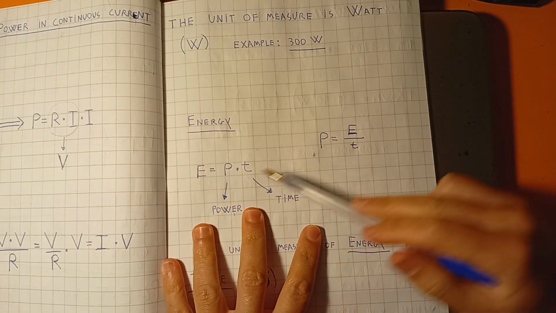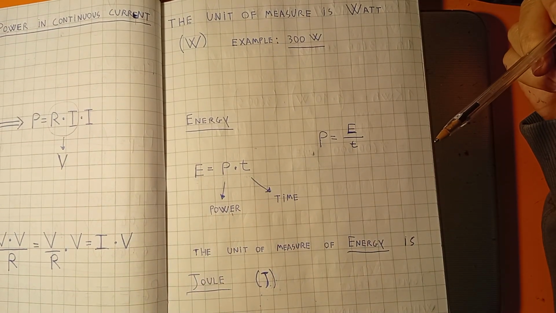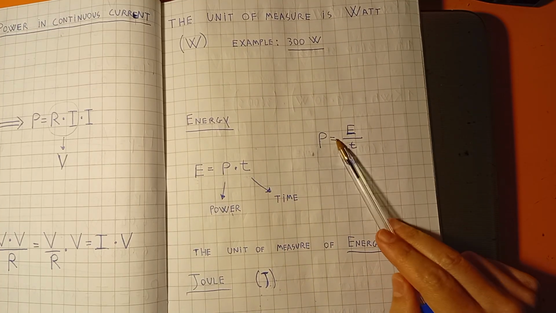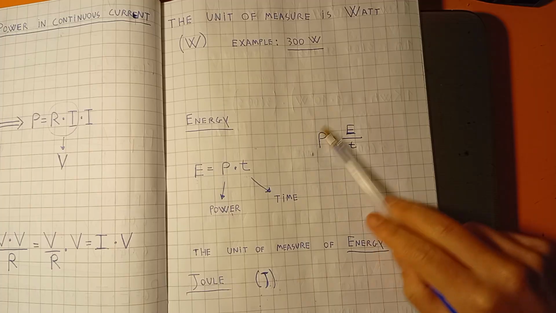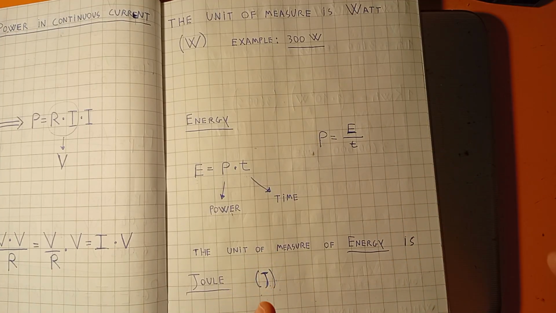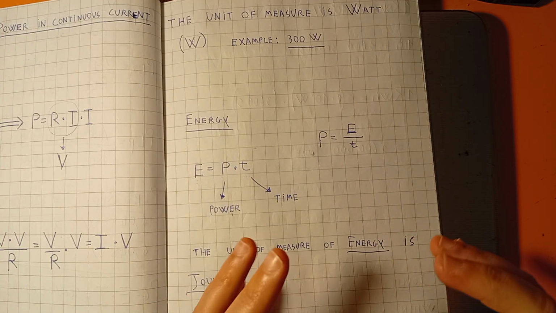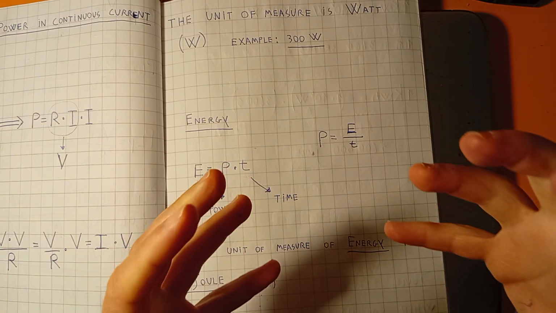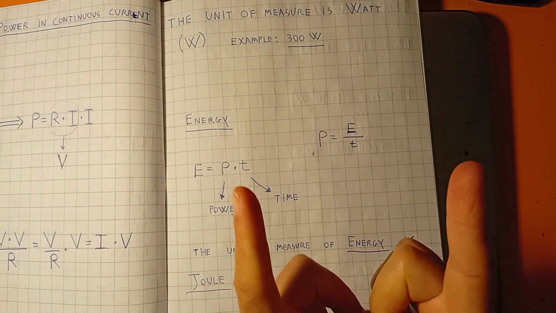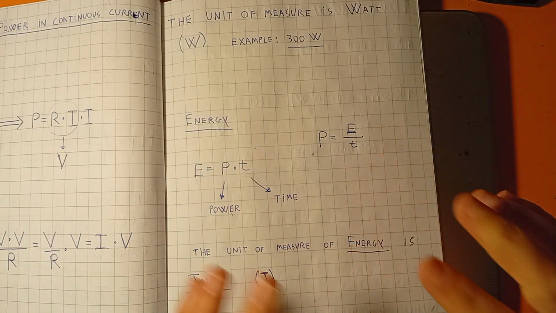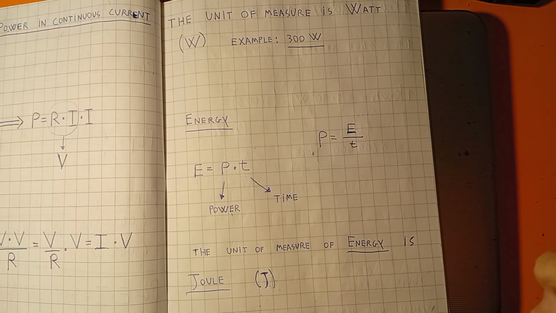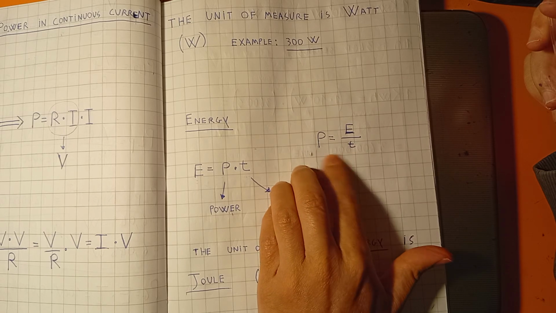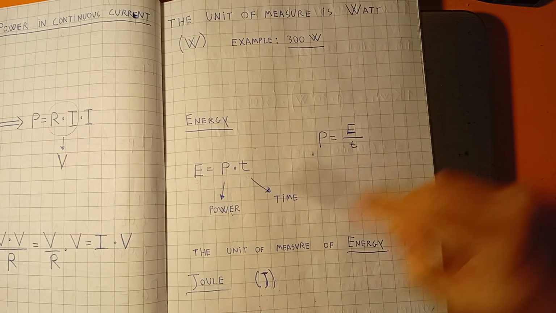This formula tells us something about the concept of power, because if energy is equal to power multiplied by time, this means that power is equal to energy divided by time. And this tells us something very important about the concept of power. Power is how much energy I can produce in a certain amount of time. This is how we can describe the concept of power. So remember these formulas.